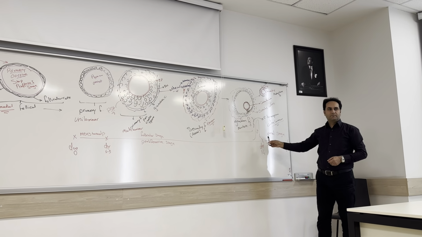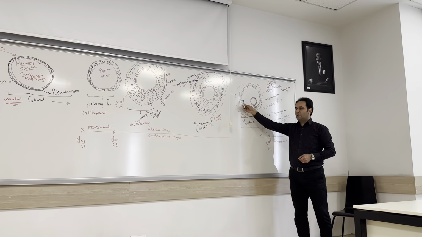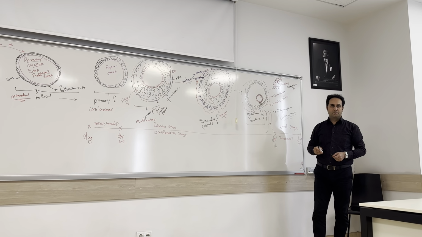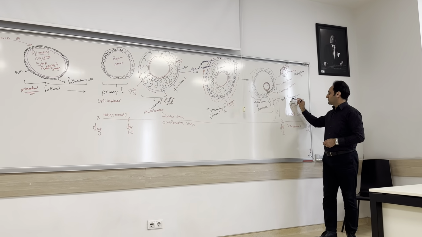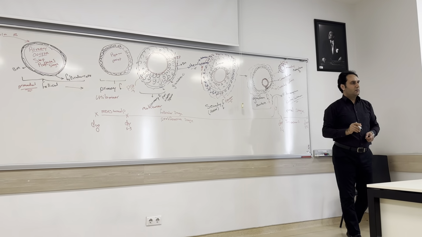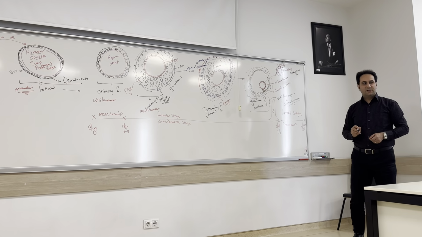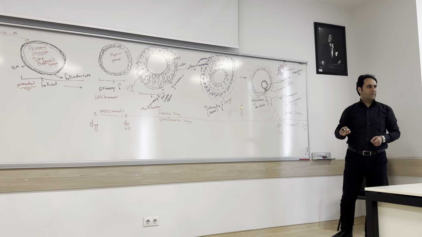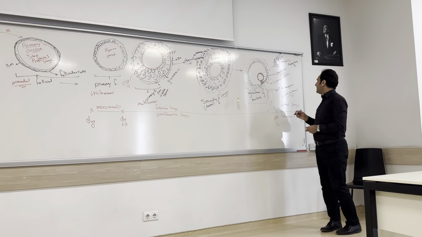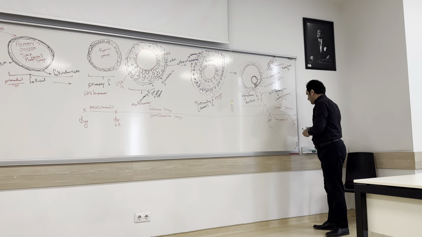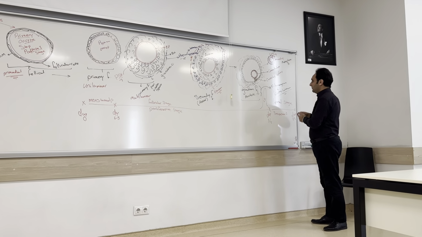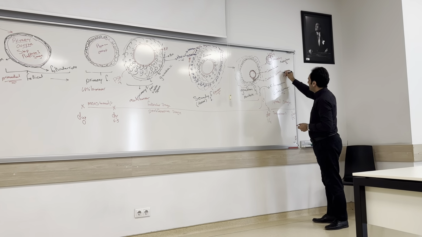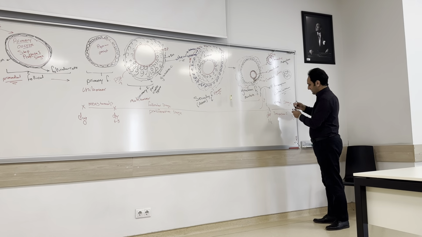After ovulation, the remnant structures of the Graafian follicle start to change into the corpus hemorrhagicum, which fills with blood, and within some days, this corpus hemorrhagicum changes into the corpus luteum. In the corpus luteum, we have two layers: the inner layer and the outer layer.